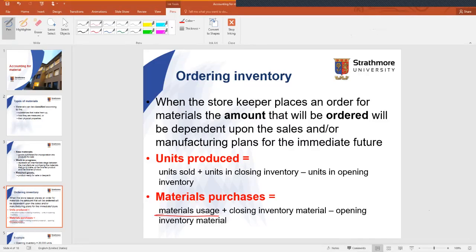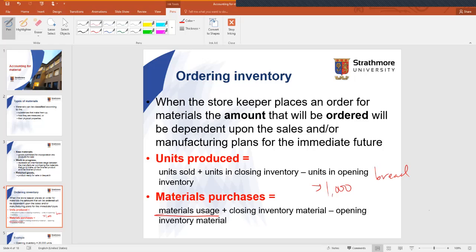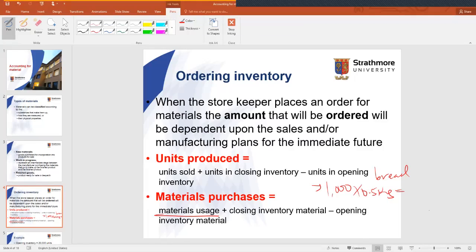For example, if in the month of November we intend to produce, let's say, 1,000 units, how much raw material will I be consuming? Assume this is a piece of bread that you want to make. In the next month, or maybe the next one day, you intend to produce 1,000 breads. Now, how much wheat flour will I be consuming? For example, each bread consumes half a kg of wheat flour, just an example, which implies the wheat flour we need to consume will be 500 kg. That's the material usage part.